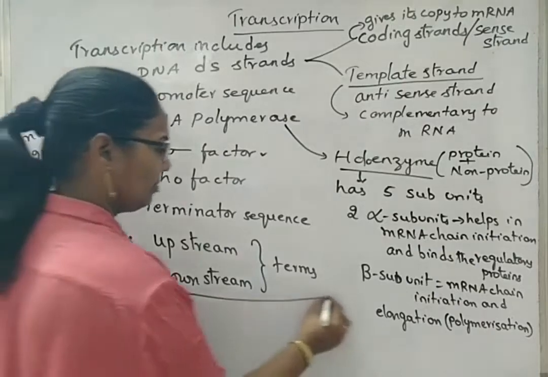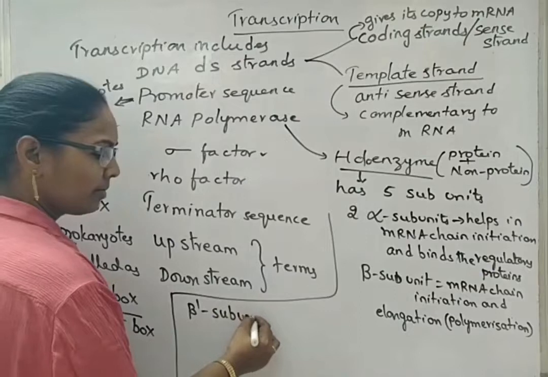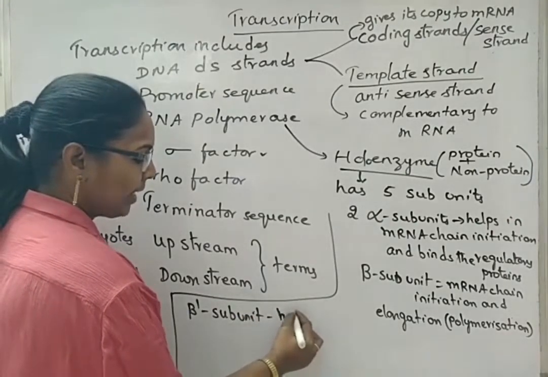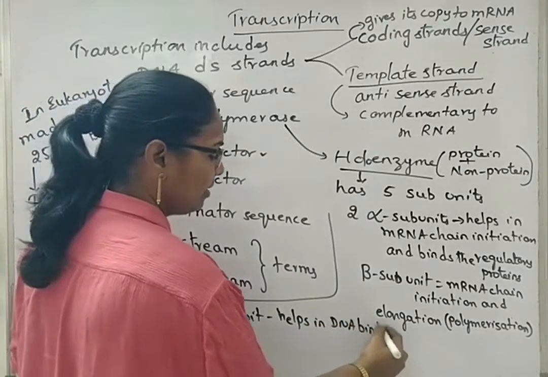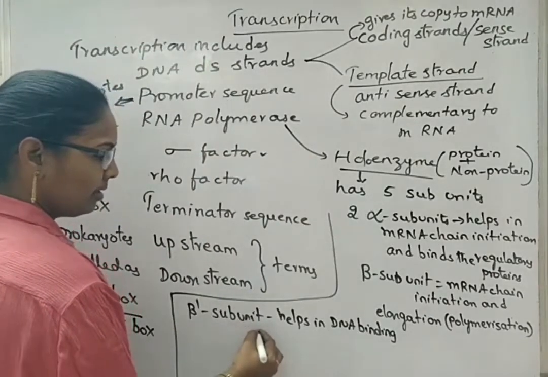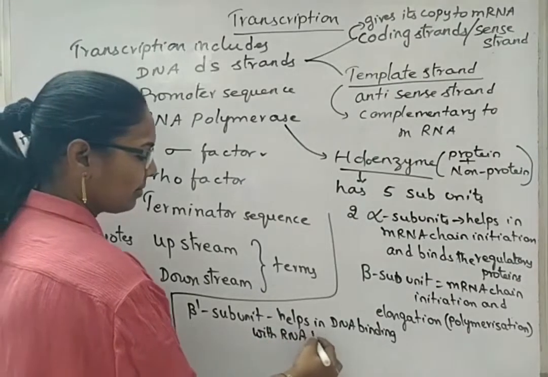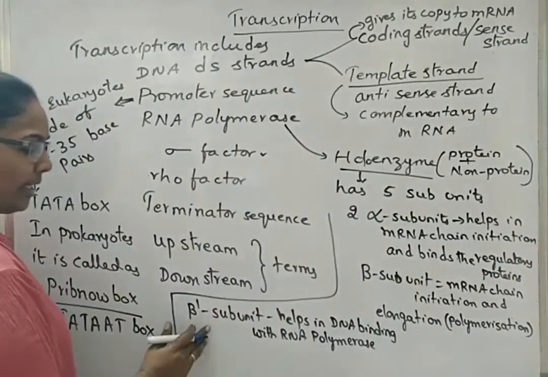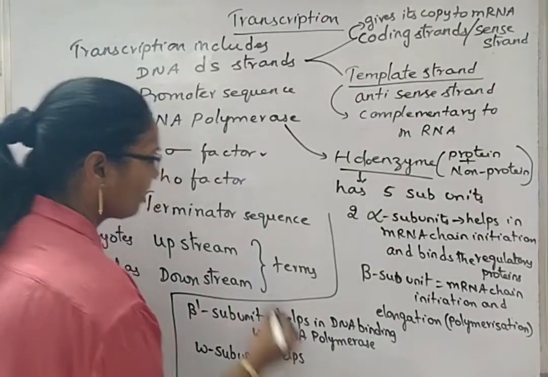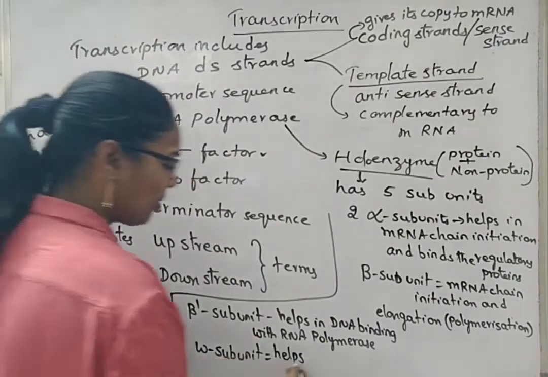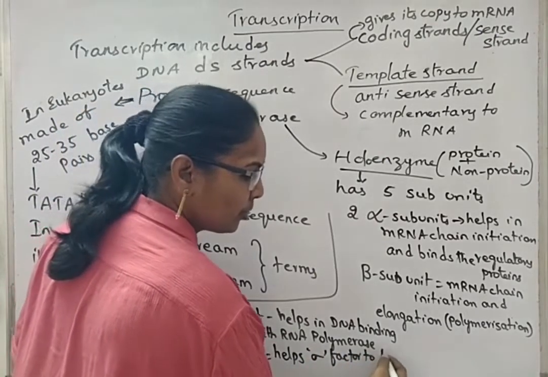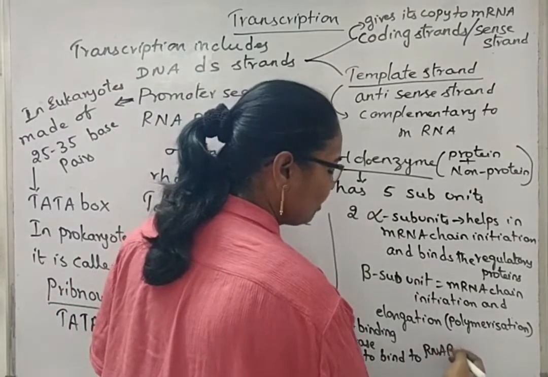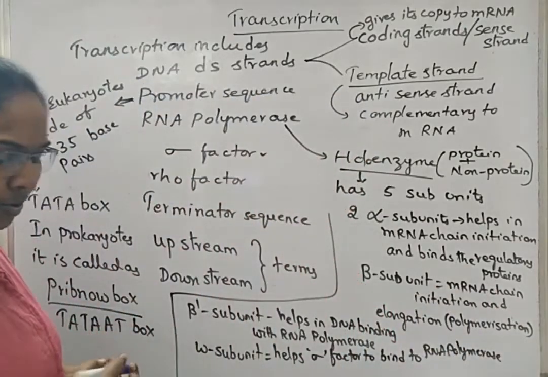Now, another one, that is beta prime subunit. This is considered as the largest subunit of RNA polymerase. So it helps in DNA binding with RNA polymerase. Means RNA polymerase will go and bind to one specific area of the DNA at this beta subunit area of the RNA polymerase. This helps the sigma factor to recognize and bind on to the RNA polymerase. Sigma factor to bind to RNA polymerase, also called as core enzyme also. RNA polymerase, also called as core enzyme.